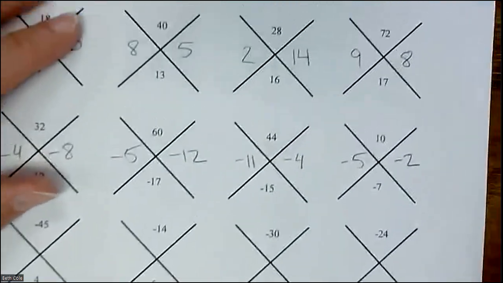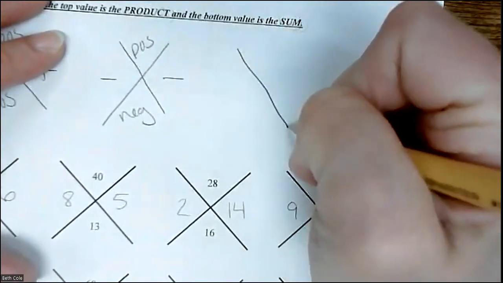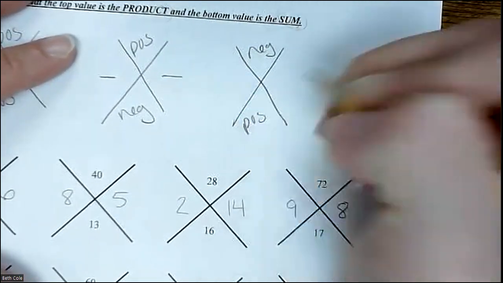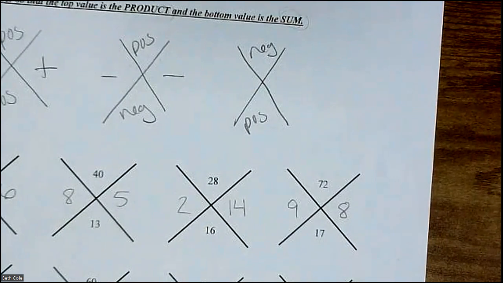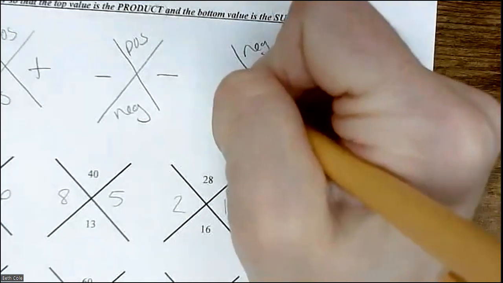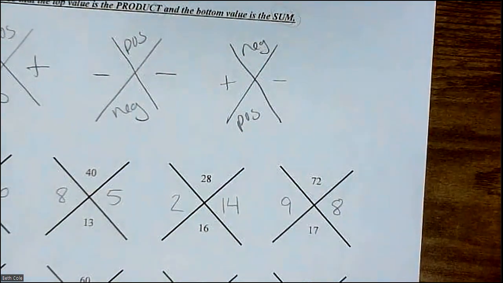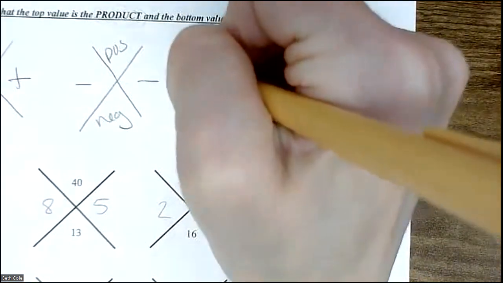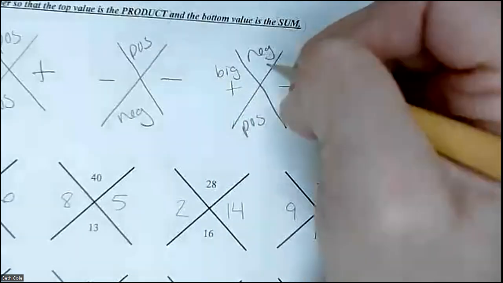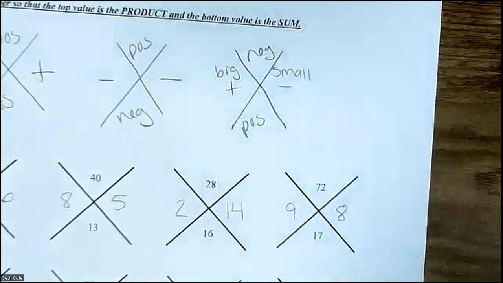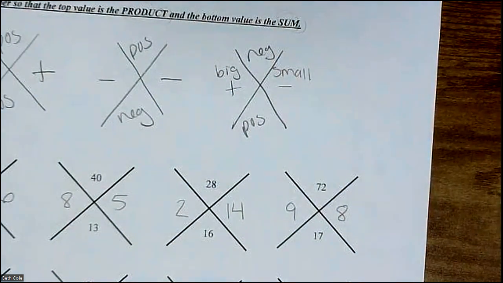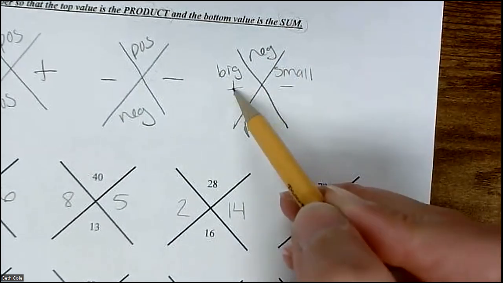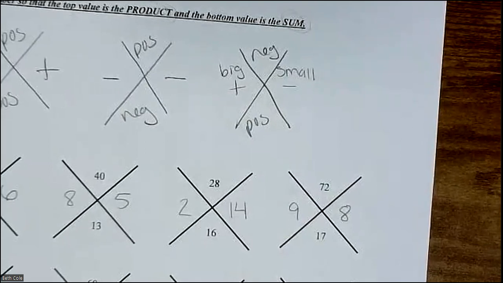All right, for that next row, come back up here. If the top number is negative and the bottom number is positive, it means you're going to have one of each. The bigger one is the positive one and the smaller one is the negative one. Because a positive and a negative, if you wanted to add together to be positive, the bigger one is gonna have to be positive.